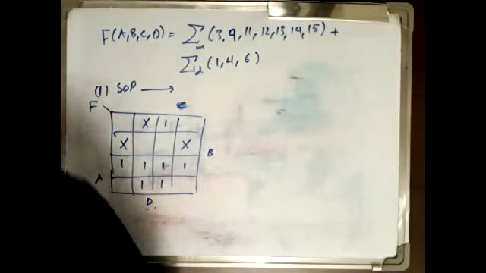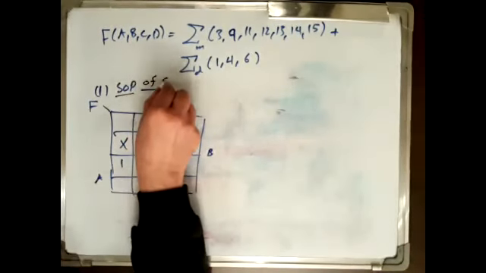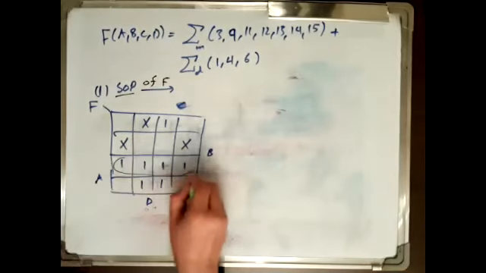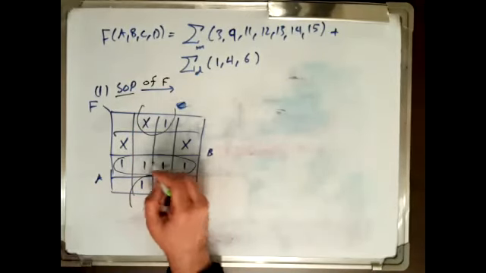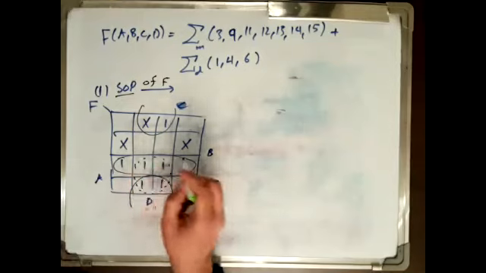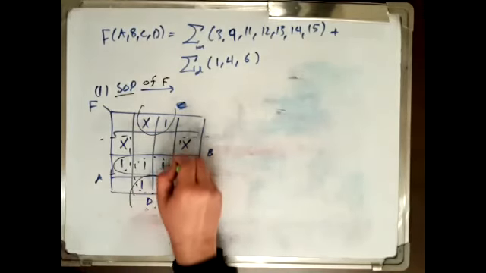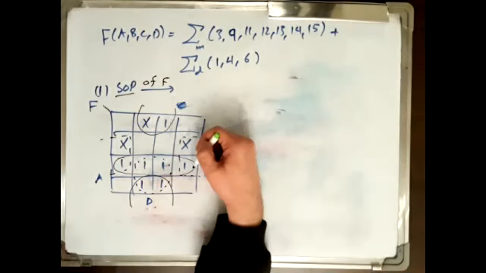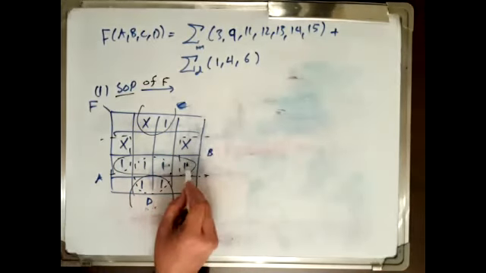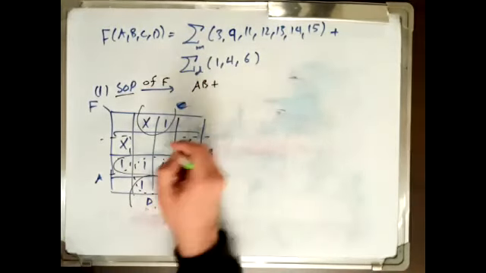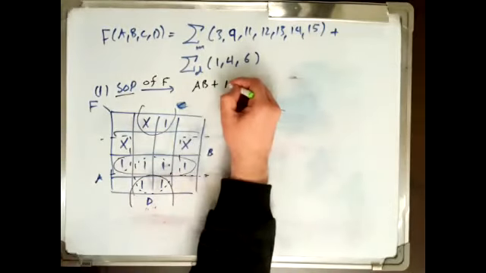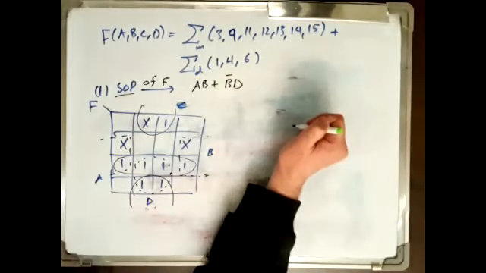Okay, now we want the sum of products of F. So we collect the ones. So this is a prime implicant and we can take this as a prime implicant. Of course there are other prime implicants. We have this and we have this, right? But these dashed ones are not needed because if we start with the essential prime implicants, we can take this one, okay, and this one. So what is this one? It is AB, or this one, which is B bar D, right? That's what we got last time.